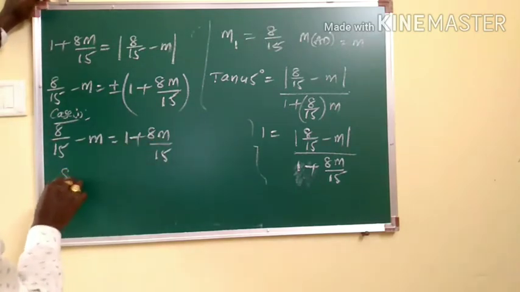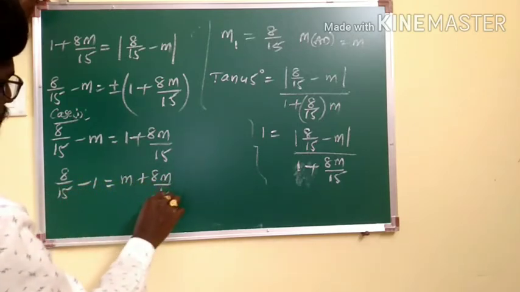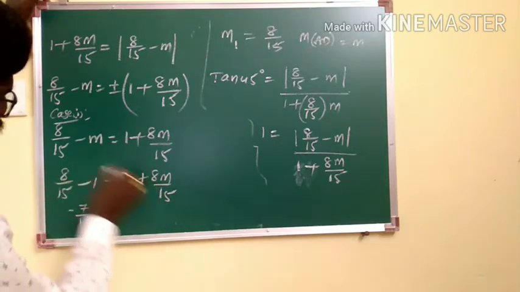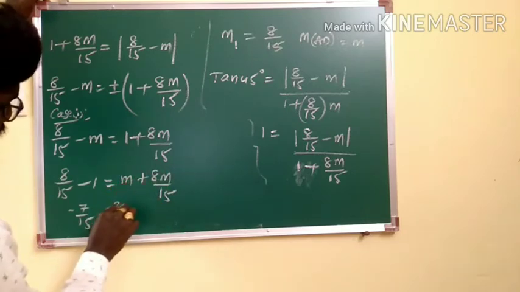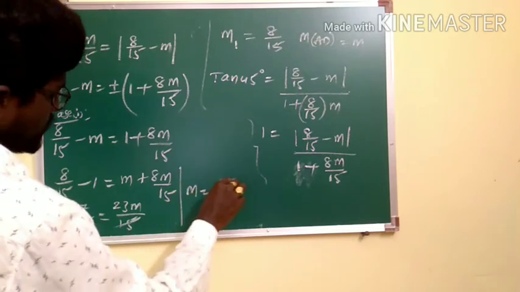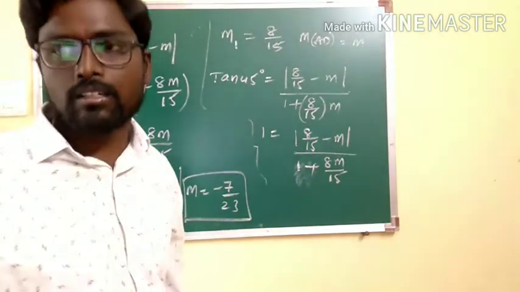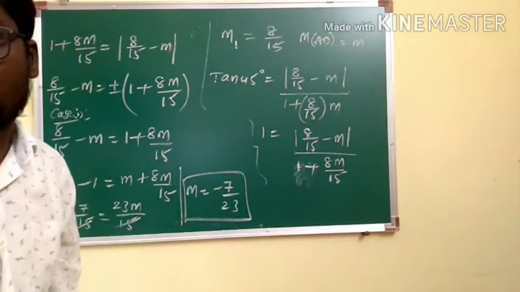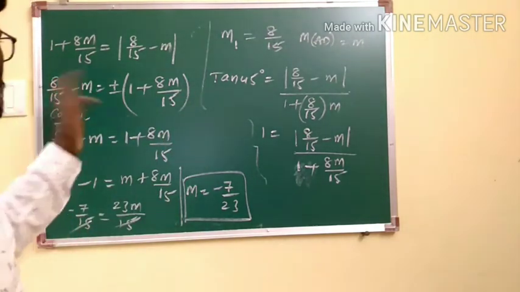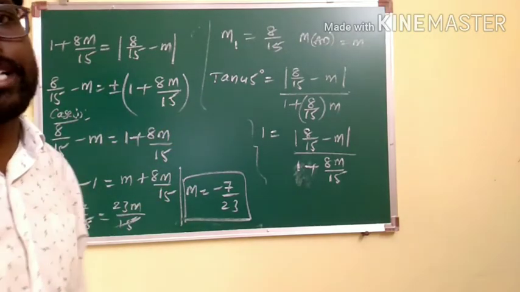So we make m the subject. 8 by 15 minus 1 is equal to m plus 8m by 15, that is minus 7 by 15 is equal to 23m by 15. 15 gets cancelled. Therefore m is equal to minus 7 by 23. That is the slope of the line in one case. On simplifying case 2, taking the minus sign, 8 by 15 minus m is equal to minus of (1 plus 8m by 15), you will get 23 by 7.